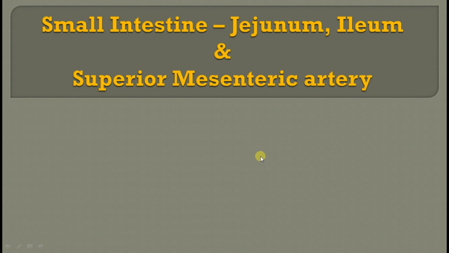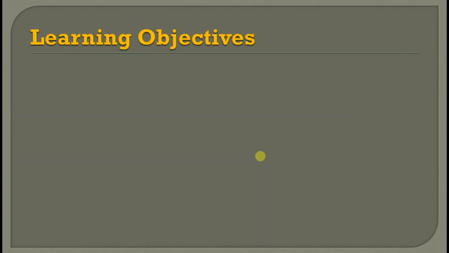You all know that the small intestine starts from the duodenum. The duodenum we have actually discussed in the last class. That is the fixed part of the gut, the proximal part, the starting point of the small intestine. Now, as a continuation of the duodenum, we will be discussing the jejunum and ileum.